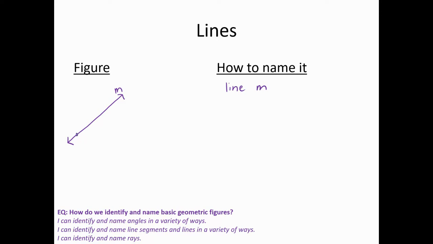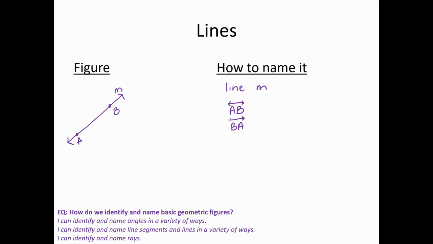Another way is I can tag some points on the line, and I can say A and B. So I could also call it, with the word line, line AB. But typically when we do points, we write it this way. So we might say AB, and we use the notation with the little line above it. Notice the arrows on both ends. That means line. For a line, it doesn't matter what order those letters go in. So you can start at A and go to B, or you can start at B and go to A.